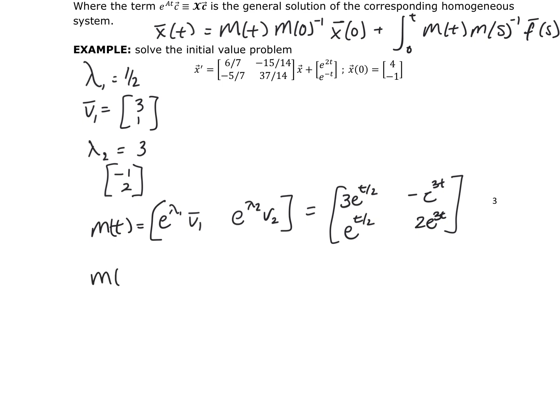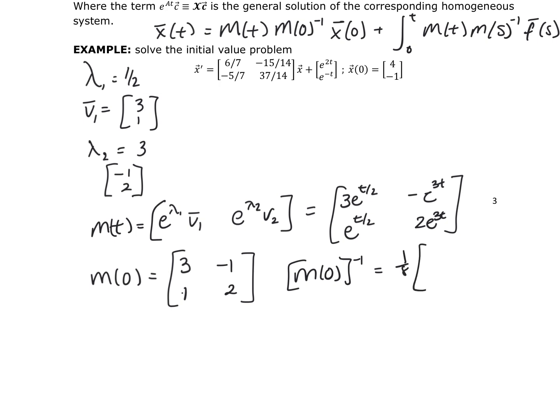So then my fundamental matrix evaluated at 0 would be 3, -1, 1, and 2. So then I would just have to find that inverse. So the M evaluated at 0 inverse would be equal to 1/8 times 2, 3, 1, and -1 in those positions. So we've got that.